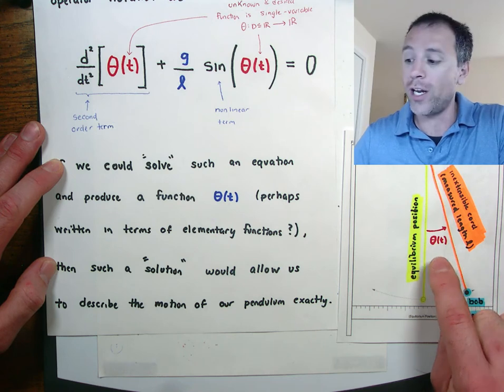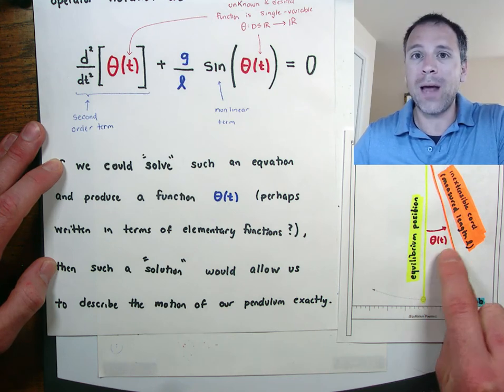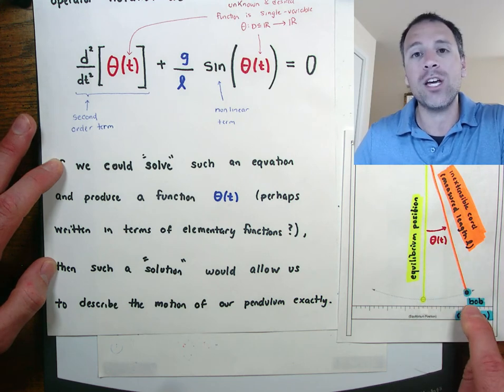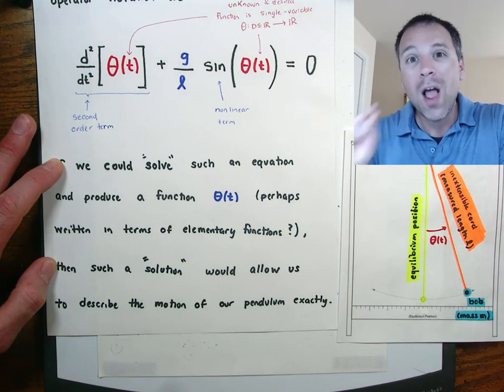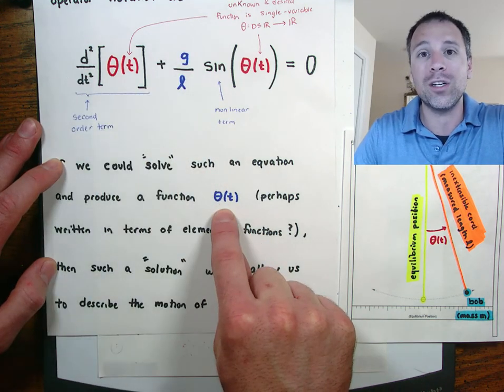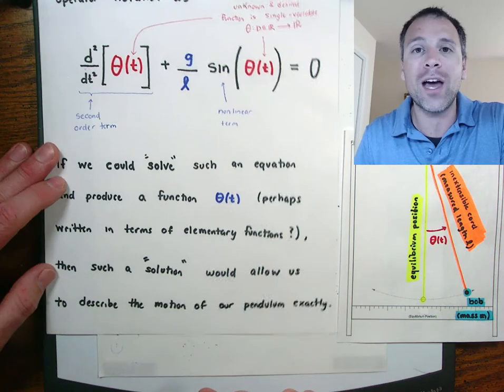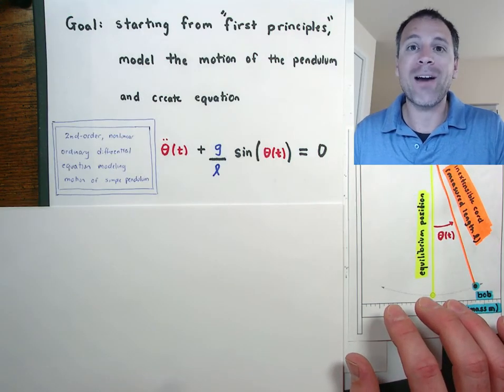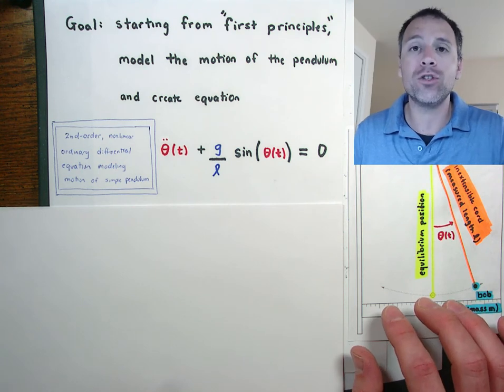We could actually measure the exact angle between equilibrium and the chord at any time t, and the moment that we had that, we could predict the exact location of the bob at any time. So the goal of this equation is to solve it for such a function. If we're lucky, perhaps we could do that in terms of elementary functions. We're not going to talk a lot in this video about how to solve that thing. We'll leave that to a future discussion.